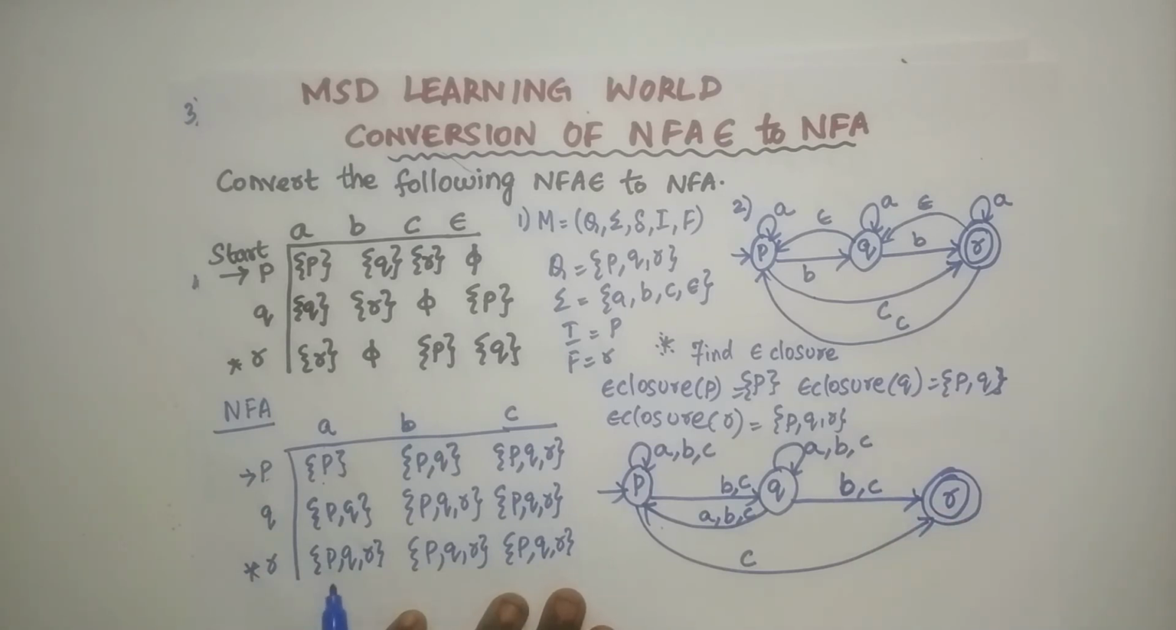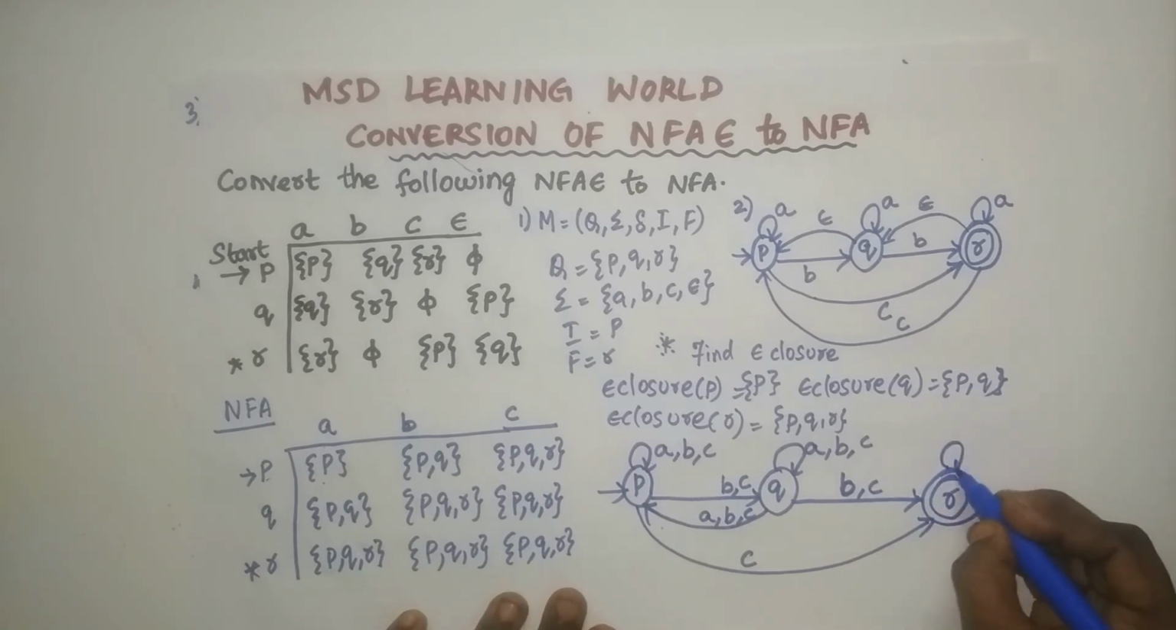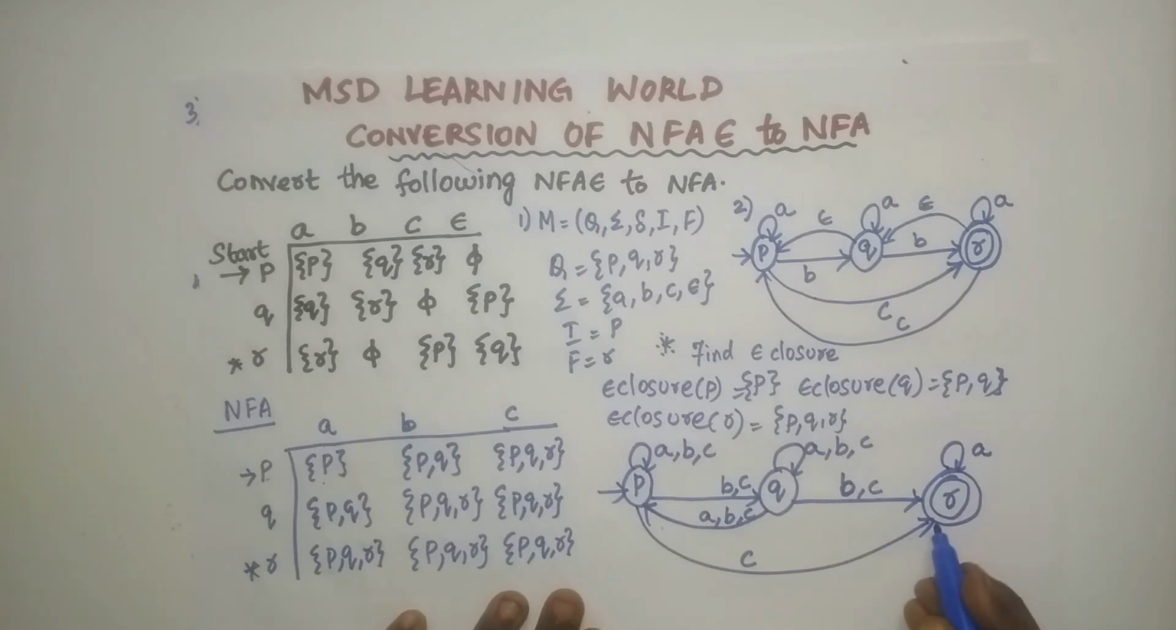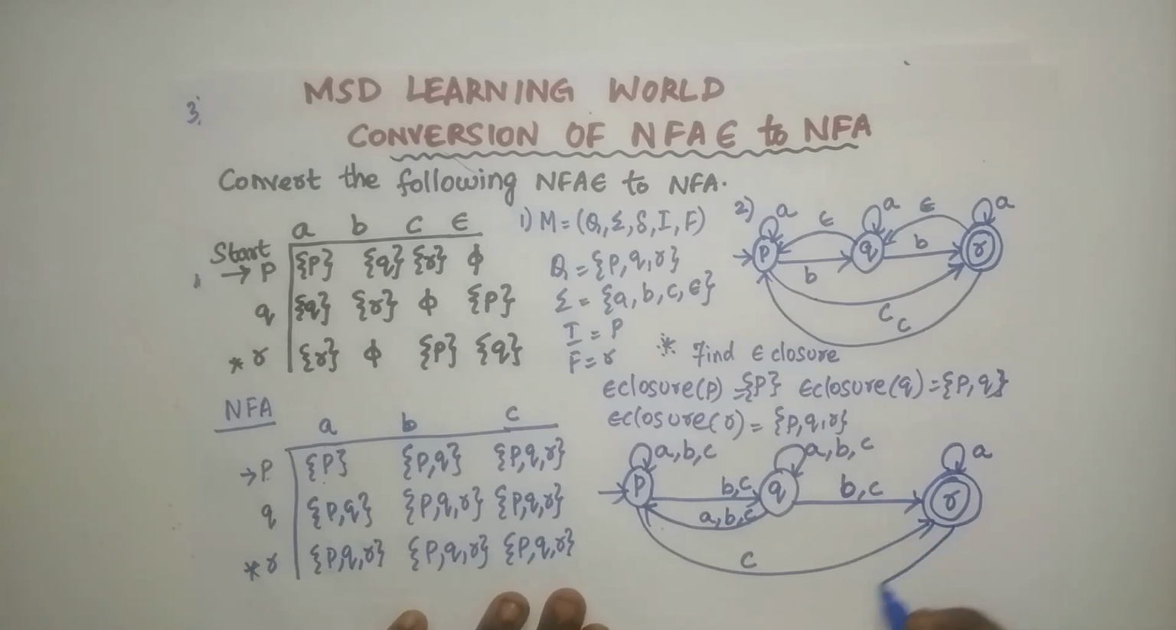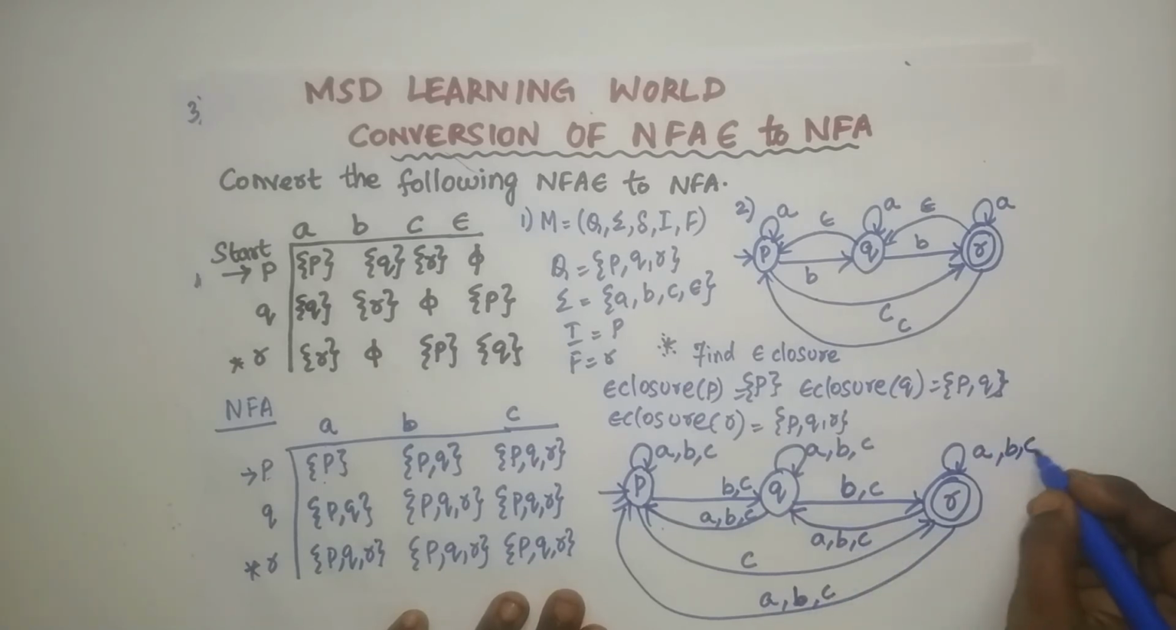Now R comma A goes to P, Q, R. So A from R to P. Then R comma B goes to P, Q, R. Similarly B, and it is also going to Q, so A comma B. C also goes to P, Q, R. So C, and B comma C.